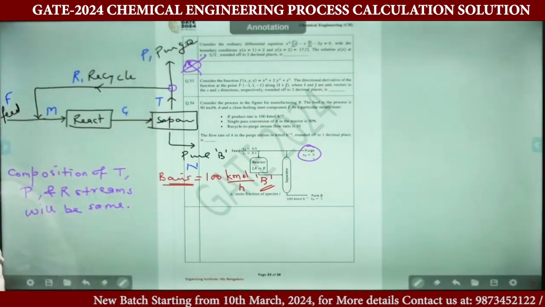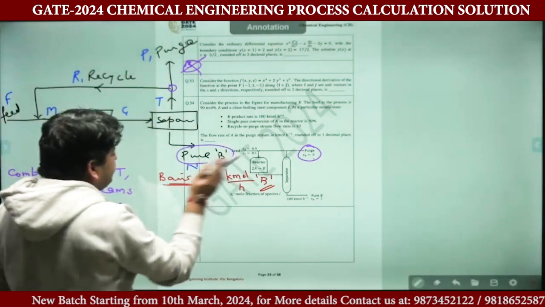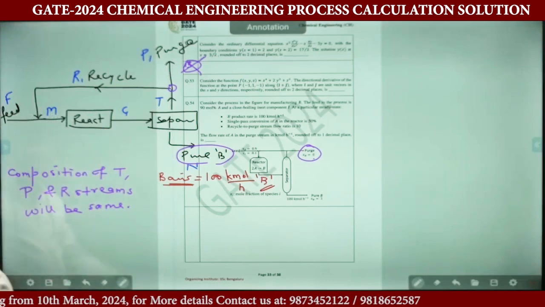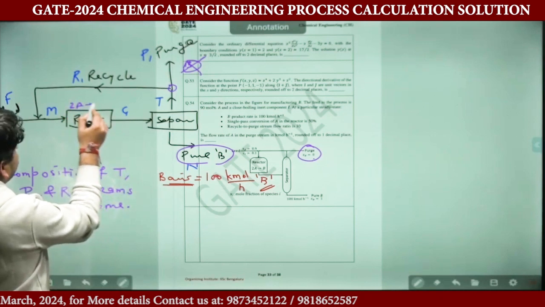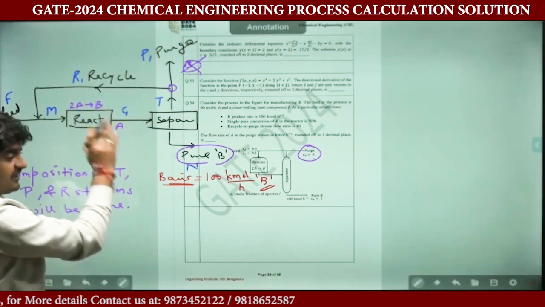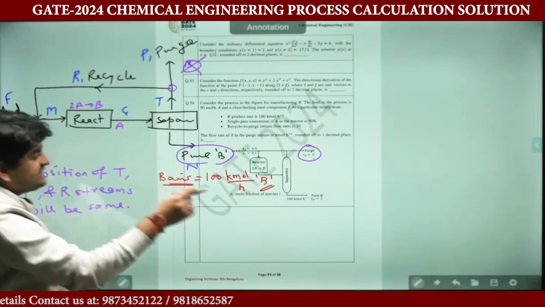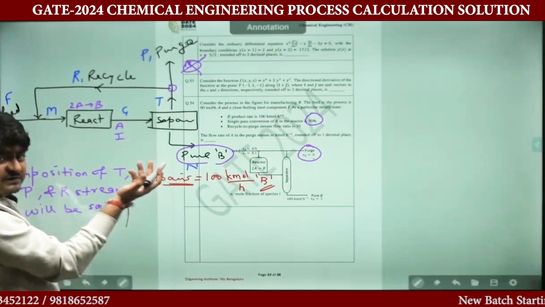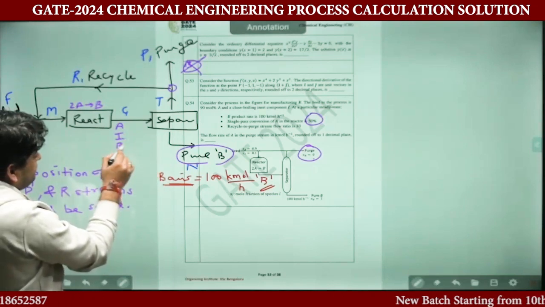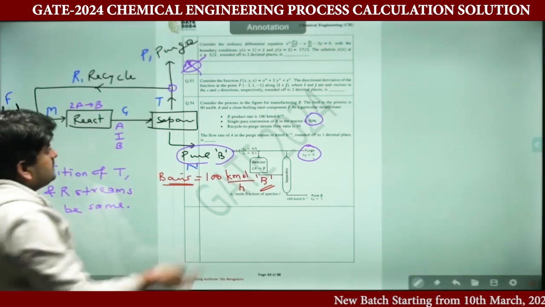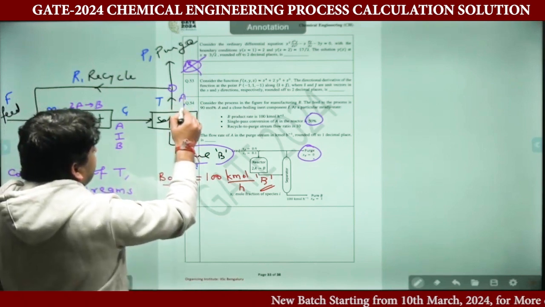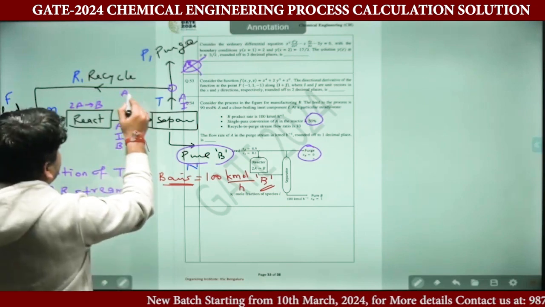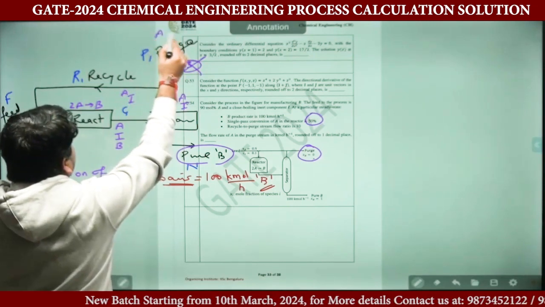So what will be there? Only pure B is leaving in the N stream. And what we will have in the reactor outlet, the reaction being given as 2A gives B: we will have some A unreacted, because you can see the single pass conversion is only 50%. We will have inert, which is coming from the feed, and we will also have B as a product. So in this T stream we will have only A and I. In the recycle stream also only A and I. In the purge stream also only A and I.